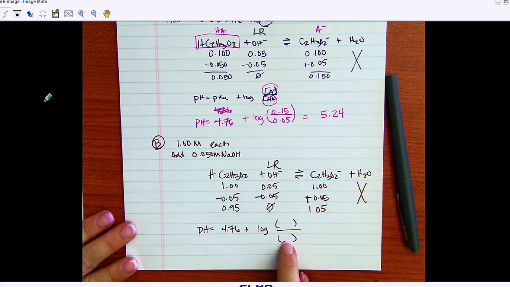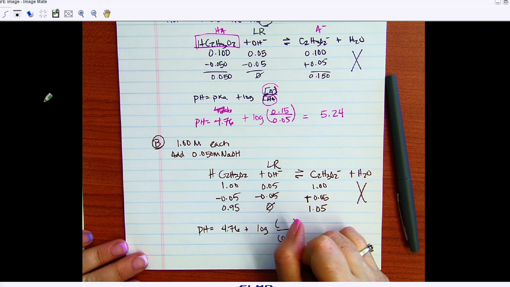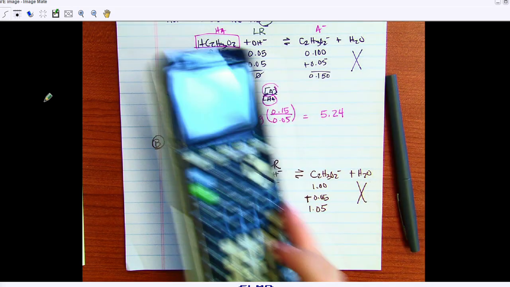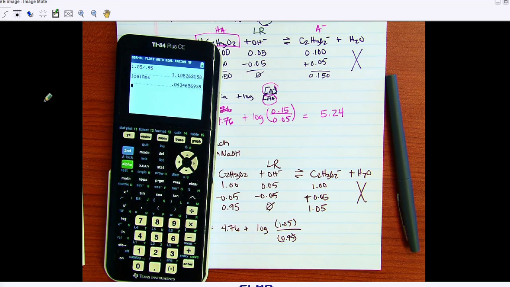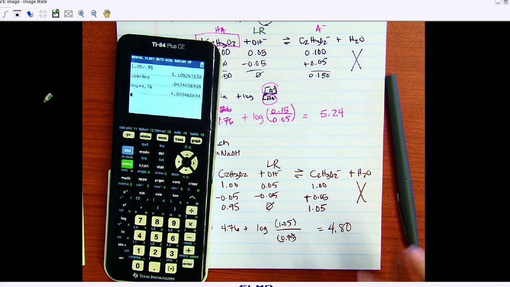Okay, my acid goes on the bottom, 0.95. And my base goes on top, 1.05, or conjugate base. Okay, so now, still greater than 1, it should still add. So 1.05 plus 0.95. Oh, a plus divided by. Take the log of it, add it to 4.76. Okay, so now my pH is 4.80.